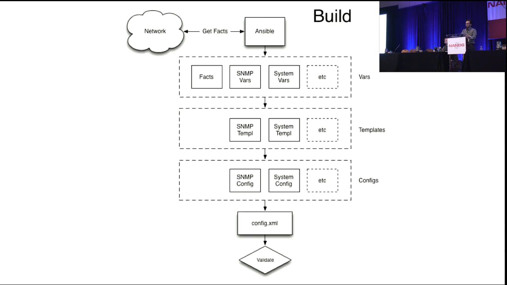And in this example, you have two services. You have SNMP configuration and you have system parameters. So I have variables for each one of those. And I feed those variables and those facts to the templates, one for each service. And those templates come out and generate little snippets of configuration in XML. And finally, we take all those and put them together into one XML file. And at the end, then you can do your validation. You can run all the little scripts that check for all your policies.